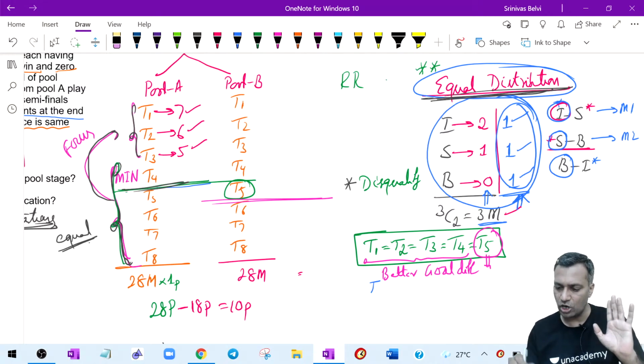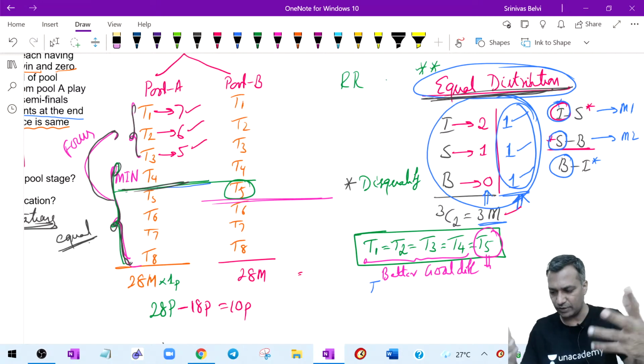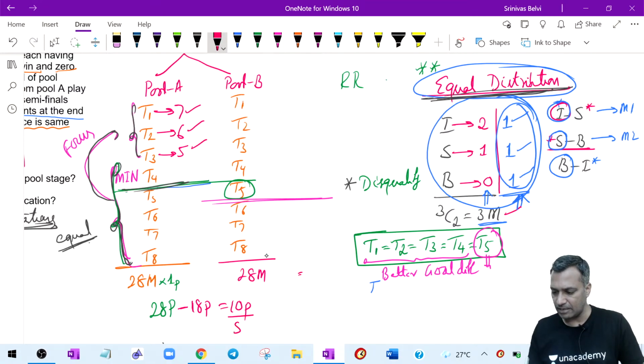Just math. All you have to do is math. I'll try to explain this. Kind of math is involved below this. 10 points among 5 teams, therefore 2 points per team. All right, 2 points per team. Just simply give those 2 points. That's how the math works under this.